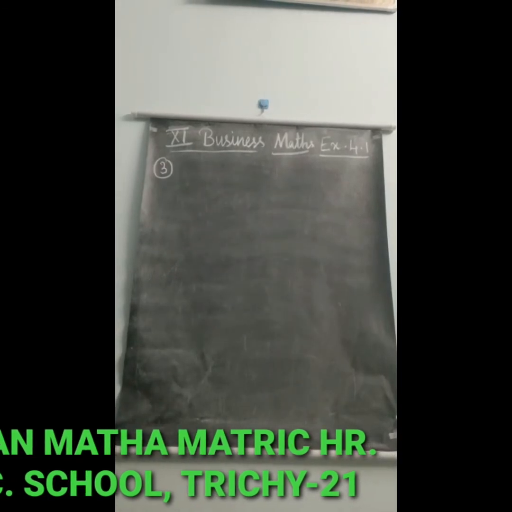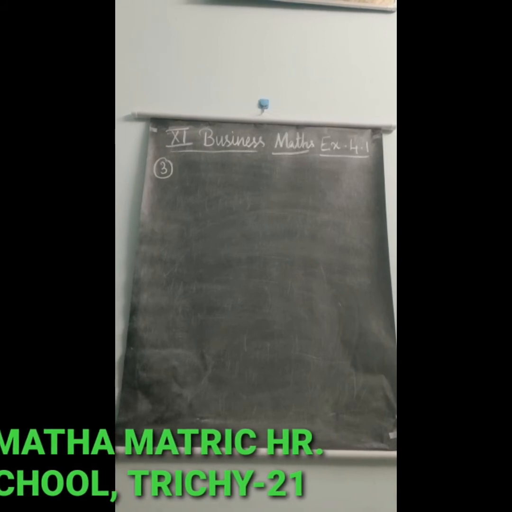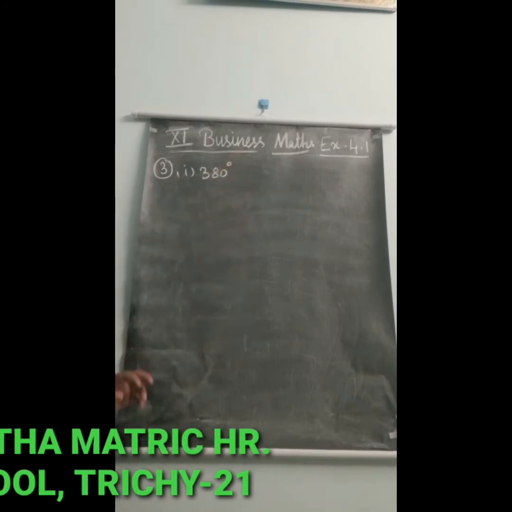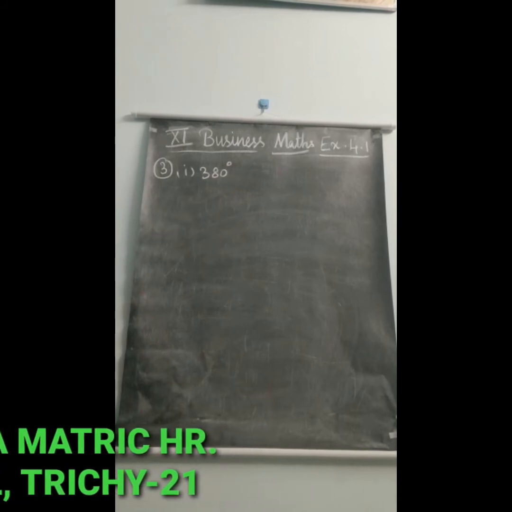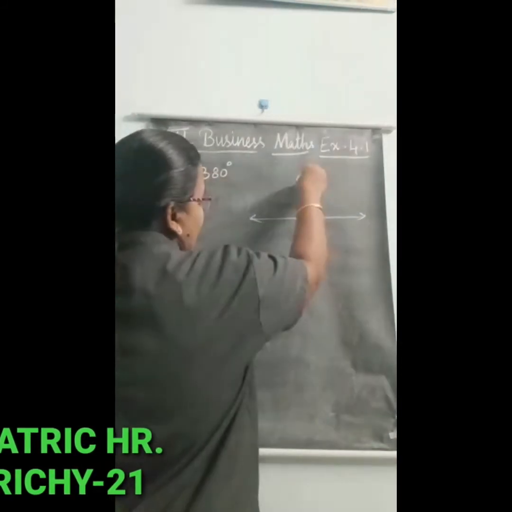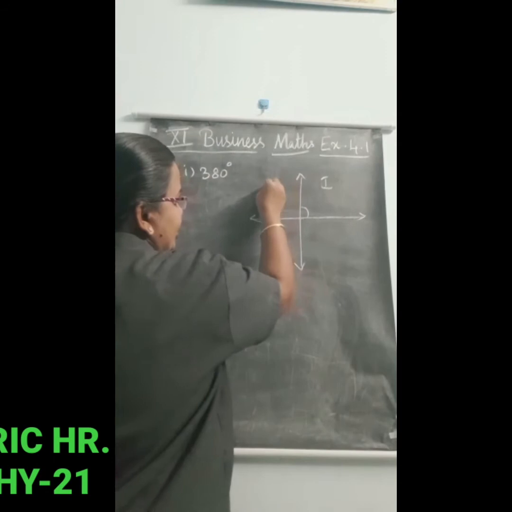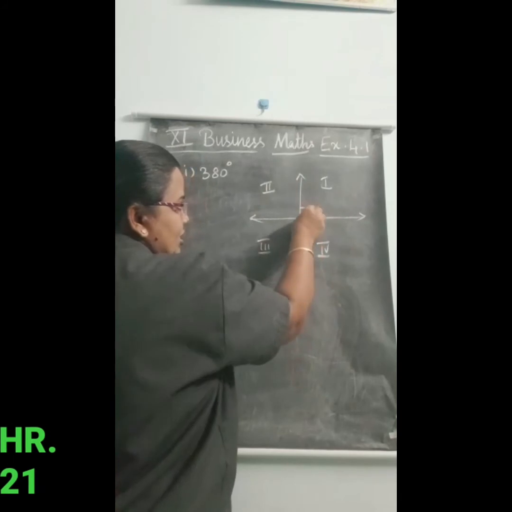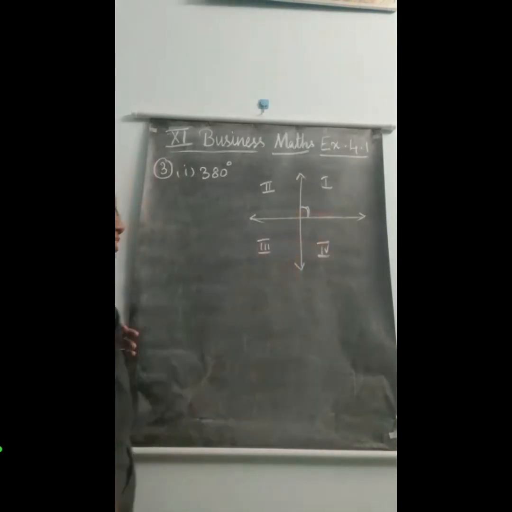The next question is: determine the quadrants in which the following degrees lie. First one is 380 degree. In which quadrant does 380 degree lie? Let us consider the x axis and y axis. This is the first quadrant, second quadrant, third quadrant, and this is the fourth quadrant. Here this is 90, 180, 270, and one completion is 360.